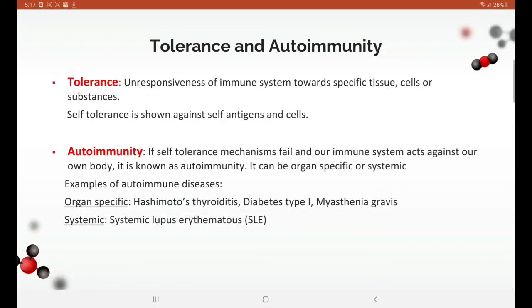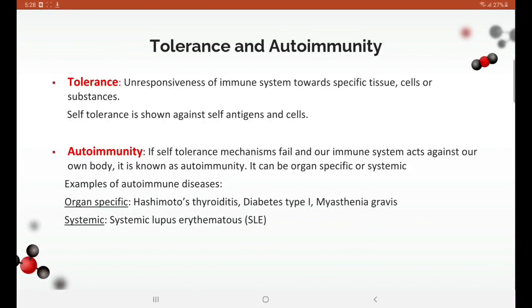How is this tolerance developed? What cells should be considered self and what cells should be considered non-self or foreign? There is a simple criterion for that. All antigens present during embryonic life are considered self. So any antigen or any cell which is not present during embryonic development is considered non-self or foreign, and an immune response will be activated against those cells.